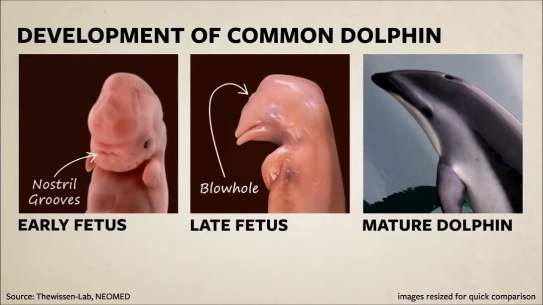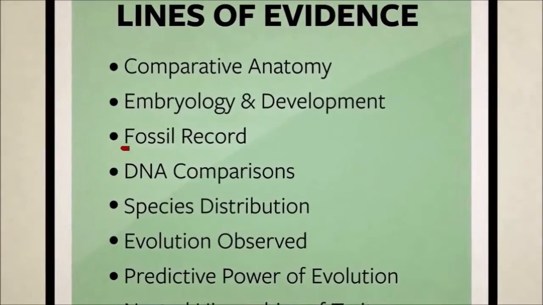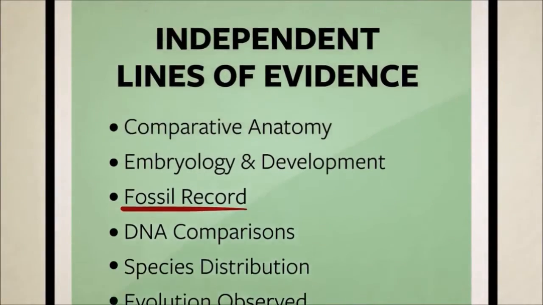So far, we have multiple facts from 2 independent lines of study, comparative anatomy and embryology, that are both telling us the same story. The ancestors of whales were once 4-legged land creatures. Will the fossil record act as a third witness, confirming this idea?